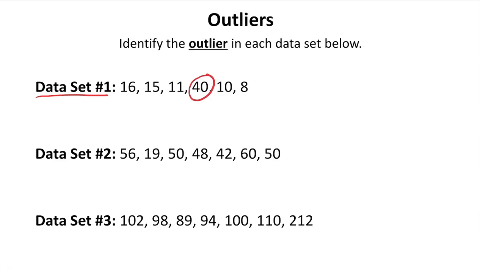This is kind of subjective, okay? You can look at it kind of objectively, but it's best judgment, all right? The number has to look a lot bigger or a lot smaller than the rest. So now let's look at data set number 2. We have 50, 56, 48, 42, 60, 50. It'd be kind of easy to say, oh, look at 60, but really this 19 is way farther away. These are in the 40s, 50s, or 60 is close to the 50s. 19 is way below. On data set 3, this 212 is way bigger.